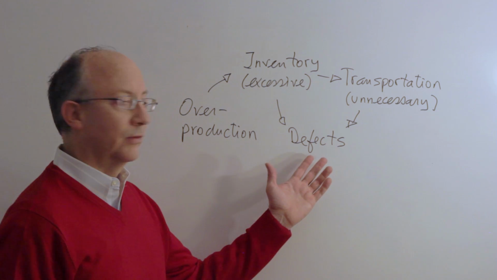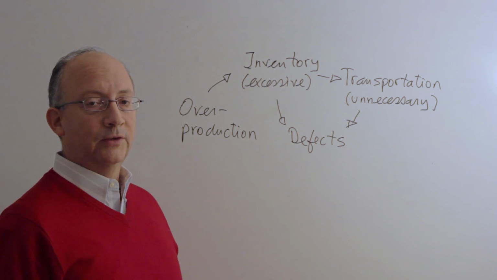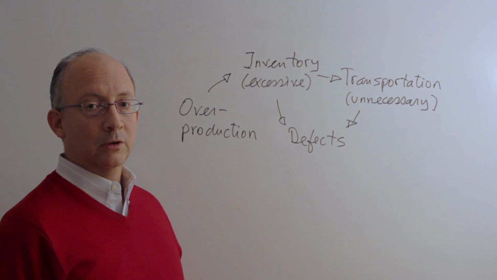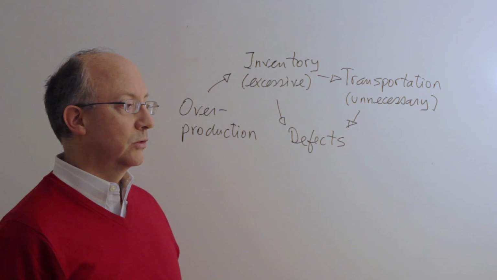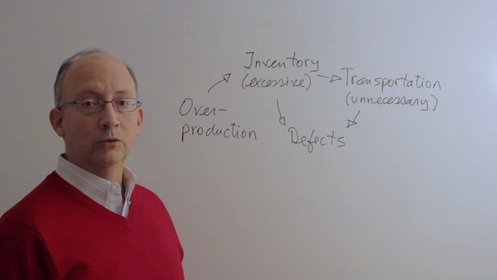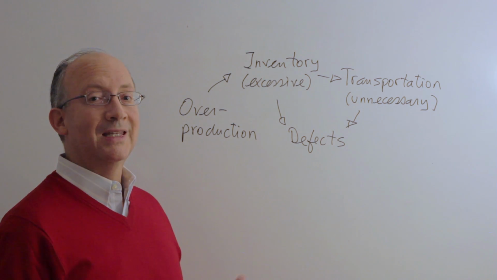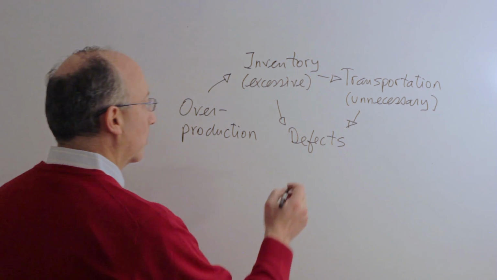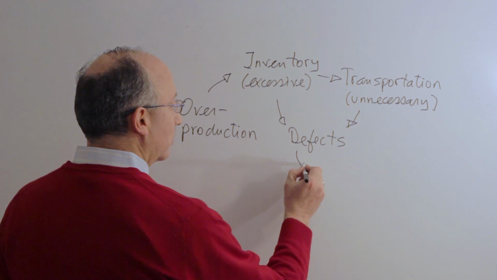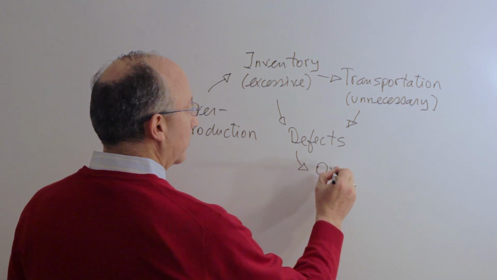And so once you have defects, you will still want to try to recover from that situation, but in order to recover from that situation, the only choice that you have really is to rework that part, to make it again. And so that rework is what, using the language of Lean, we call overprocessing.